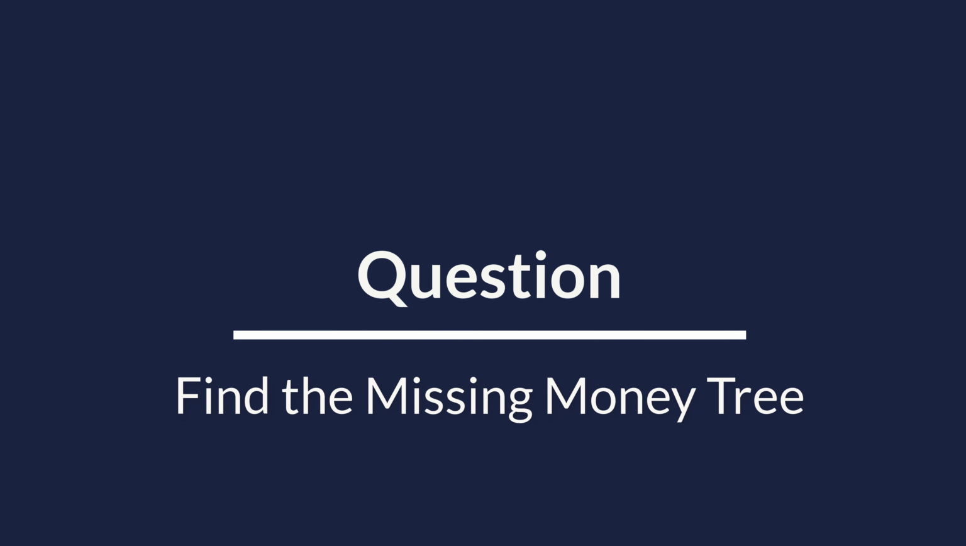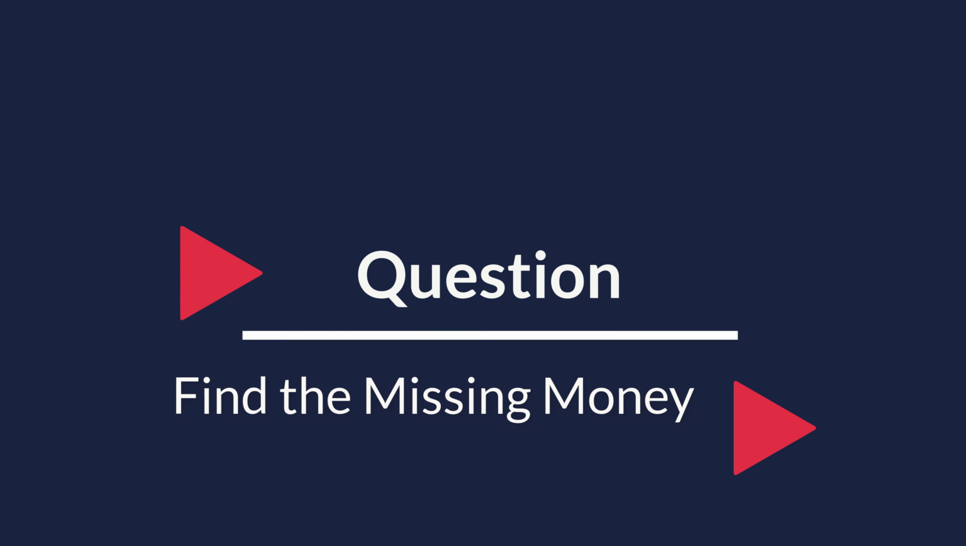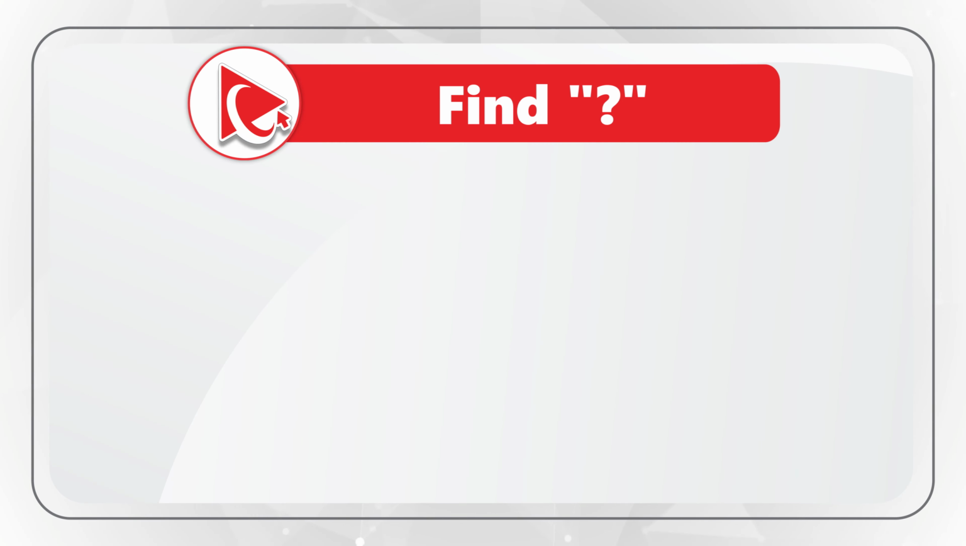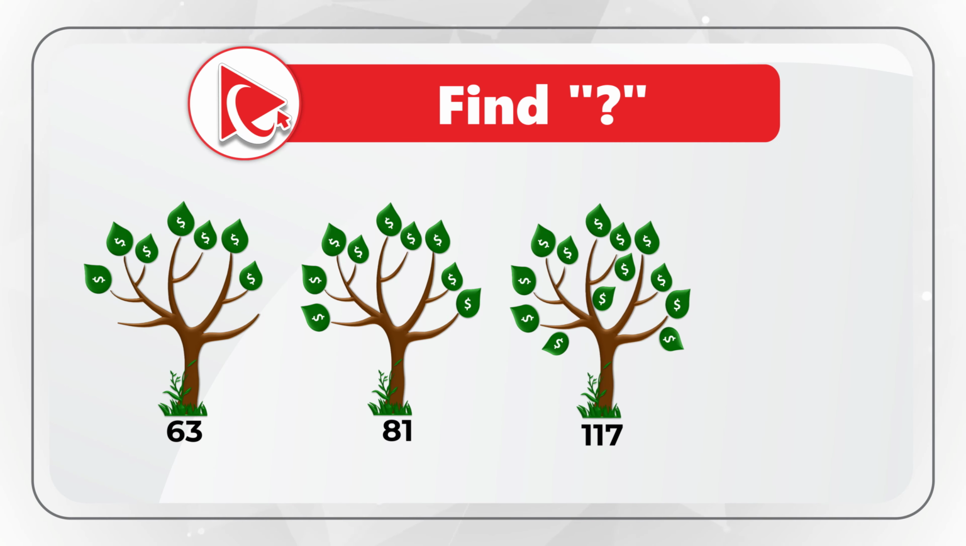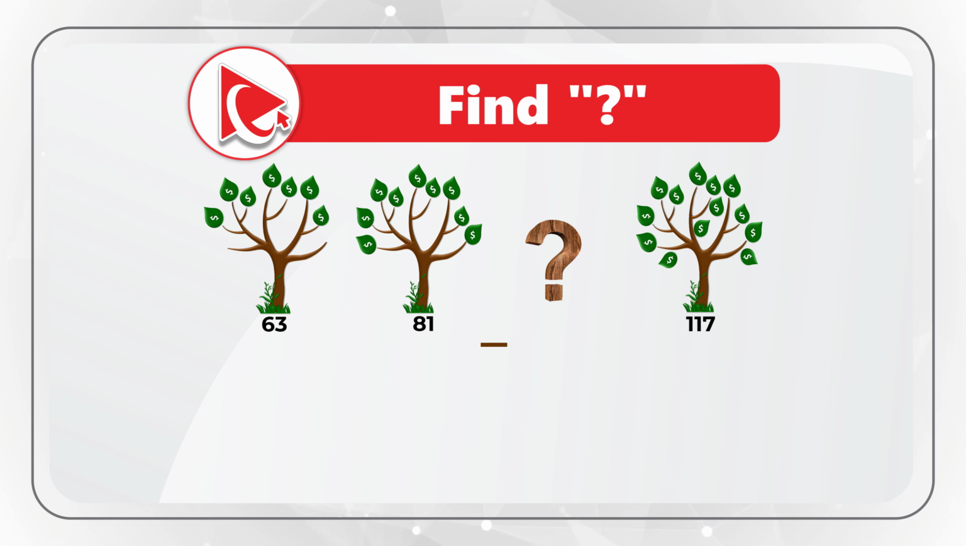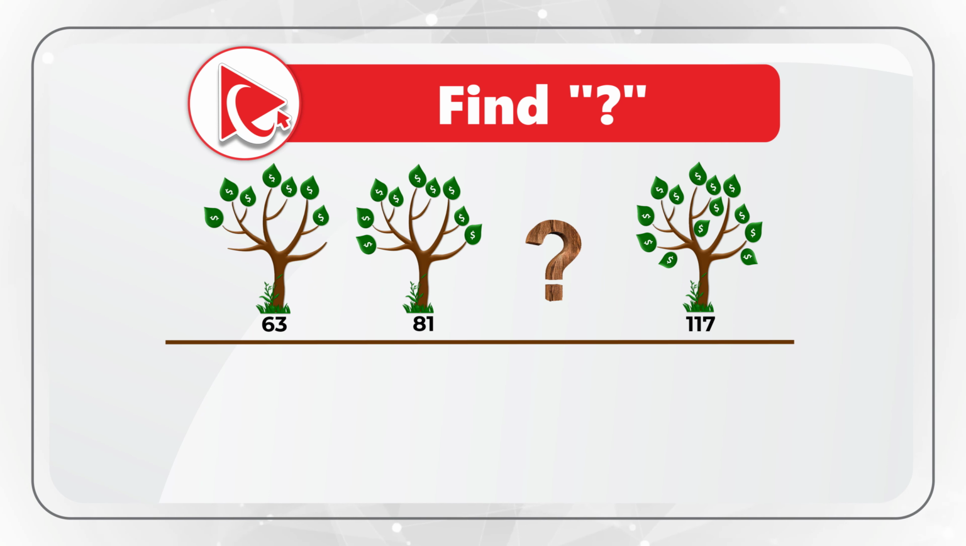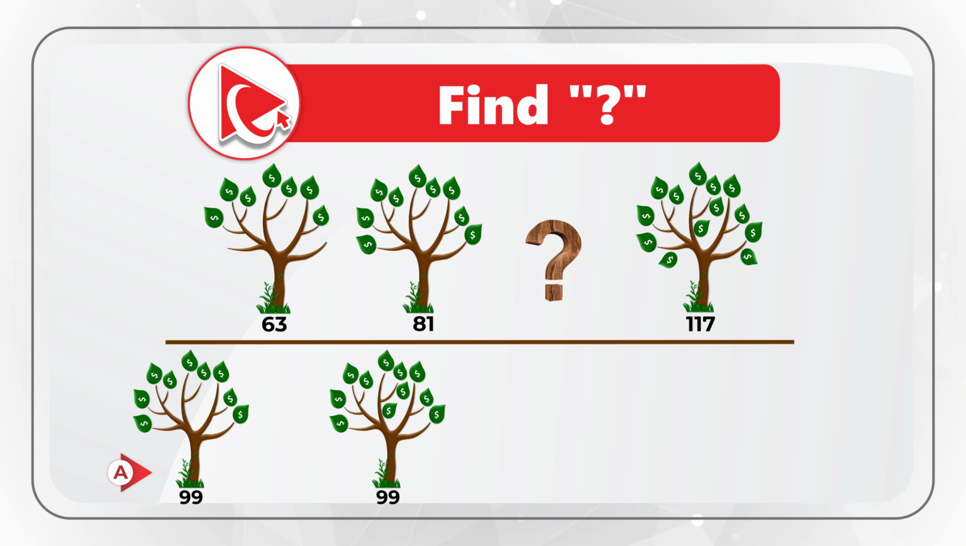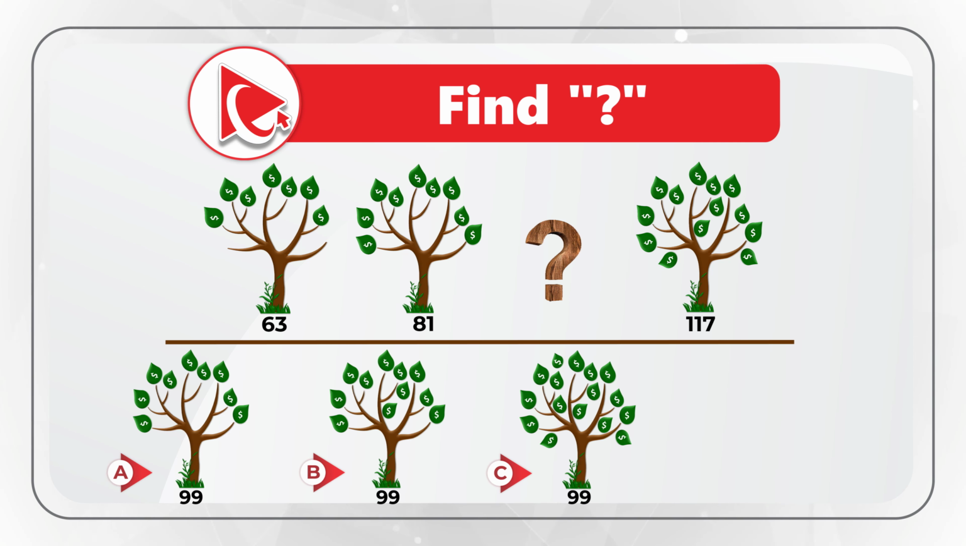Have you ever dreamed of finding the tree where money grows on the branches? Now is your opportunity. You're presented with 3 money trees and the 4th one is missing. You have 4 different choices to choose from to find the correct money tree. Choices A, B, C, and D.